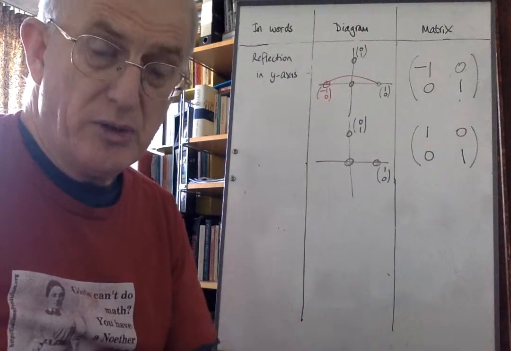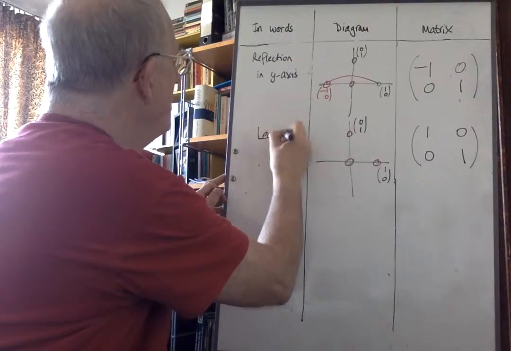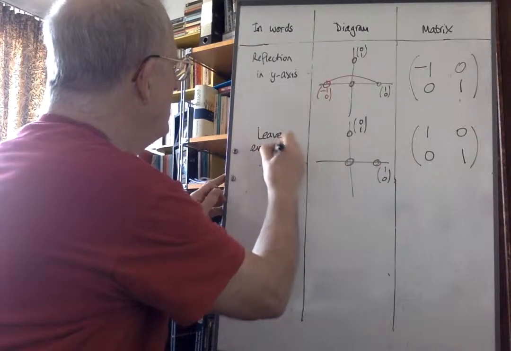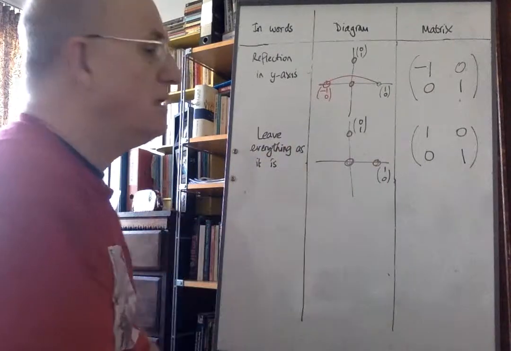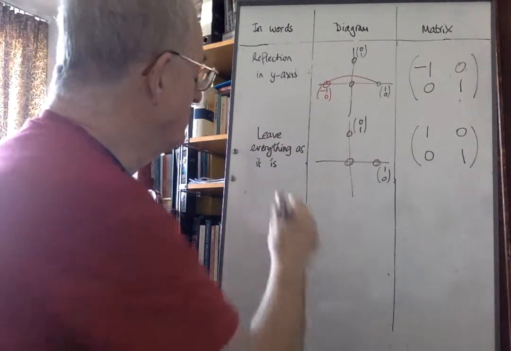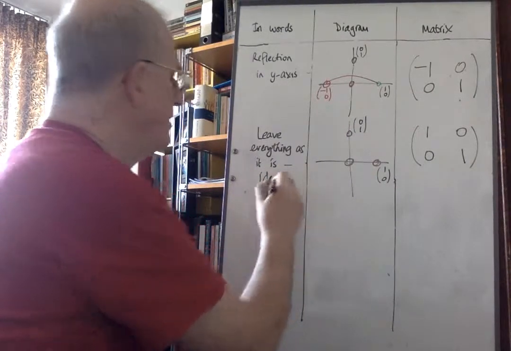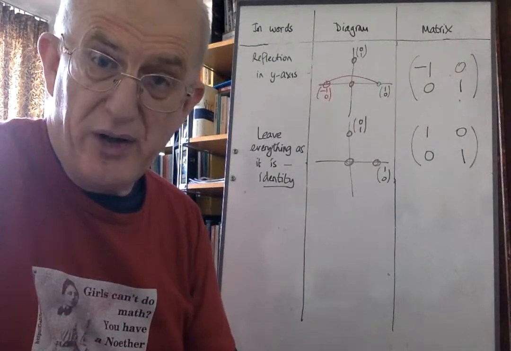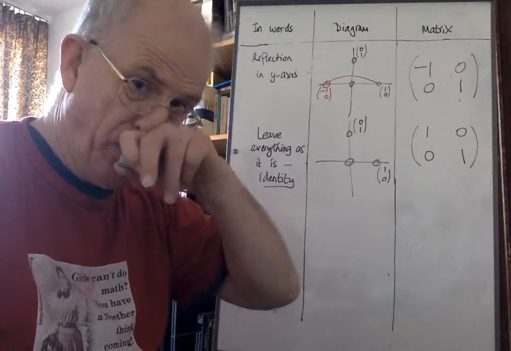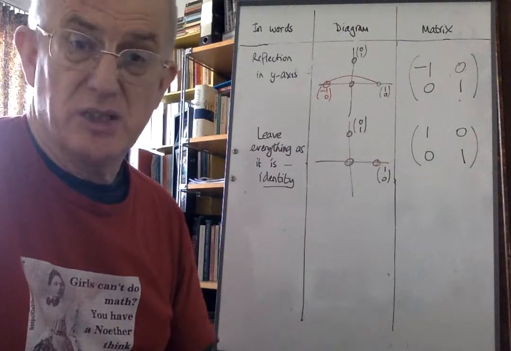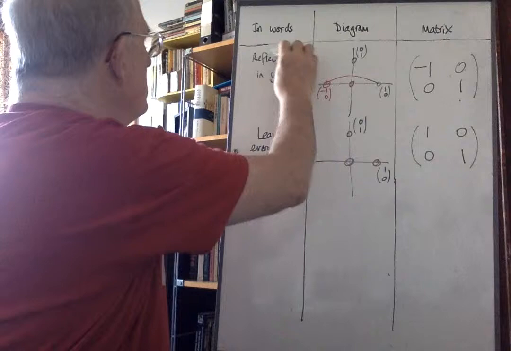I've told you these 3 points describe everything. So this means leave everything as it is, which is why it's called the identity matrix or the identity transformation. It's the equivalent for matrices of 1 with numbers. You multiply anything by 1, you just get what you started with. You transform anything by this identity matrix and you just get what you started with. Another couple of examples.